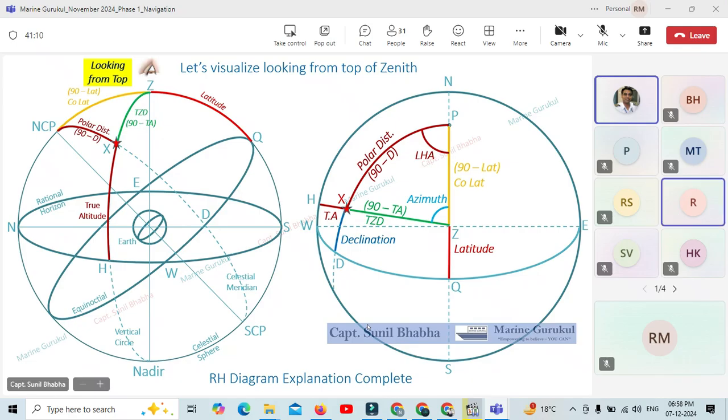Sir, can you explain one more time this azimuth, sir? Okay, beta. Azimuth is basically the angle at the zenith contained between the celestial meridian of the observer and the vertical circle passing through the body.